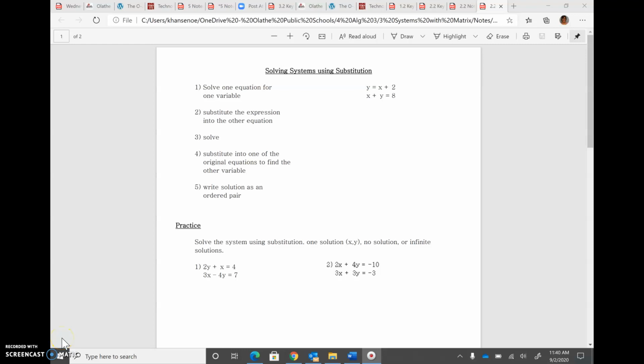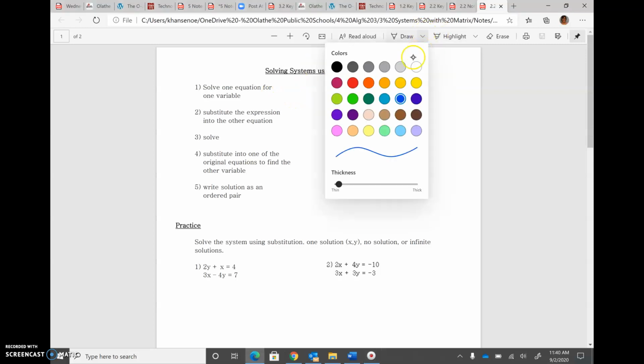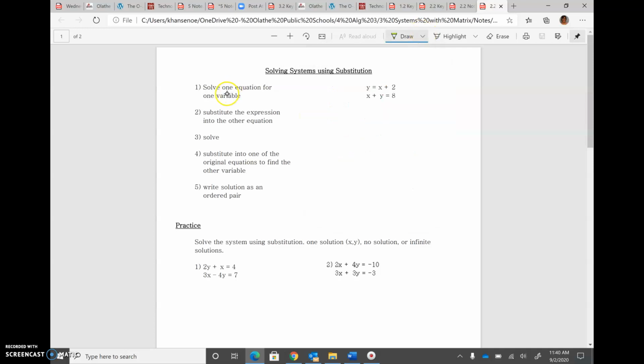All right, we're going to start solving systems using substitution. So substitution, that's just like a substitute teacher. They come in and fill in for me. So same thing, you are taking an equation. So what you want to do first is you want to be able to solve one equation for a variable.